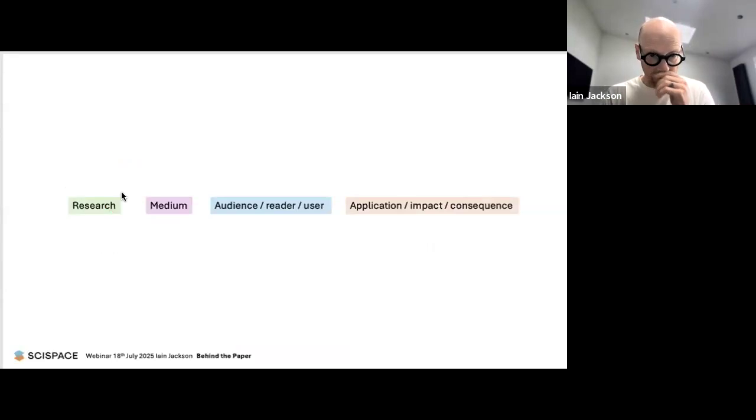We've got the research itself on the left-hand side. We've got the medium, the means by which we share the research. Then we're trying to connect with an audience or a reader or a user. And then there's the application of that research. What does it mean? What are the consequences? Does it have a practical use?